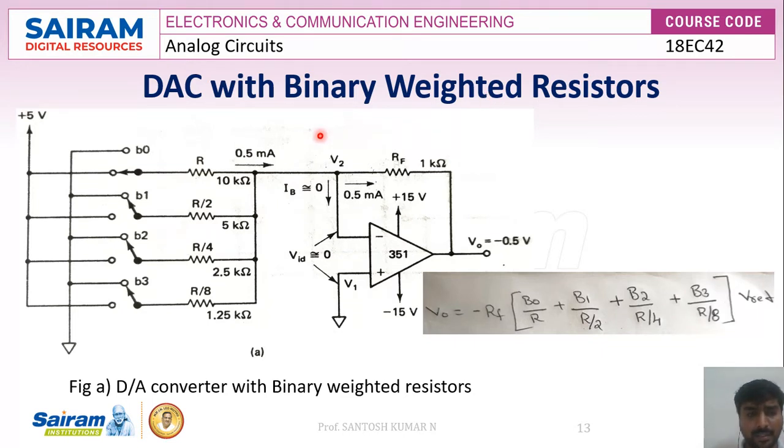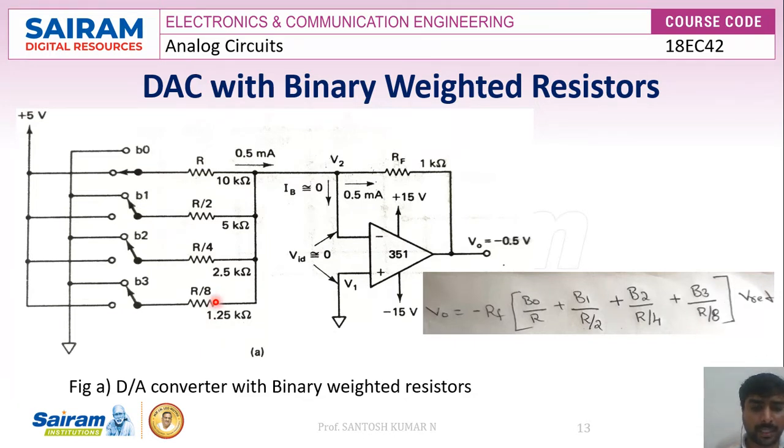Here, this particular figure shows a digital to analog converter with binary weighted resistors. The binary weighted resistors, in the sense, here we can see each resistor has a different weight. First resistor value is R, the second one is R by 2, third is R by 4, and fourth is R by 8, and so on. As the number of bits increases, the weight of the resistor also varies. Hence the name binary weighted resistors.